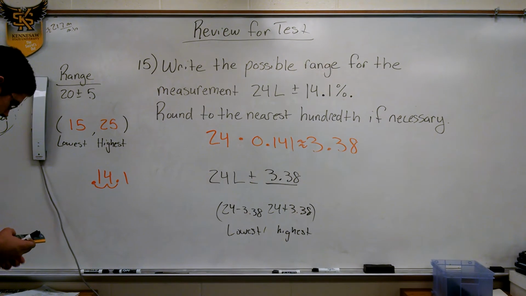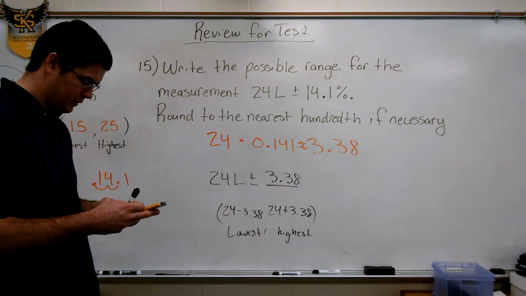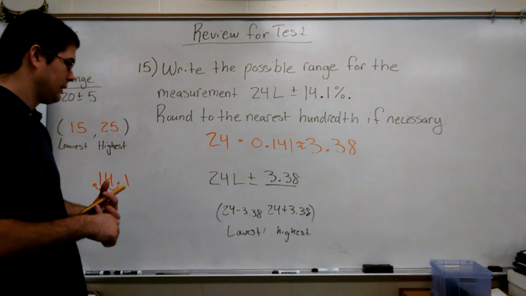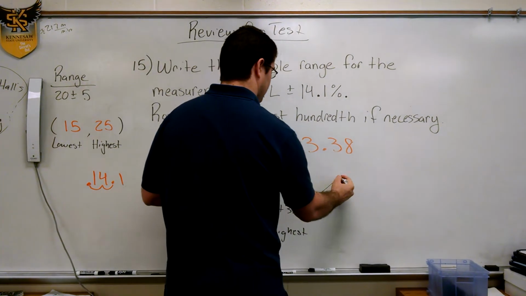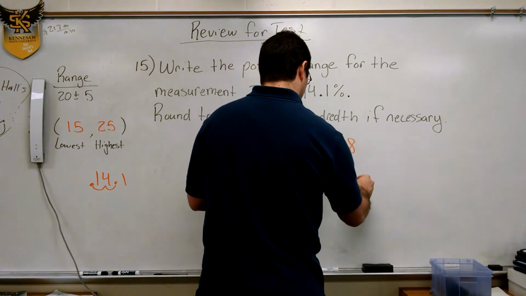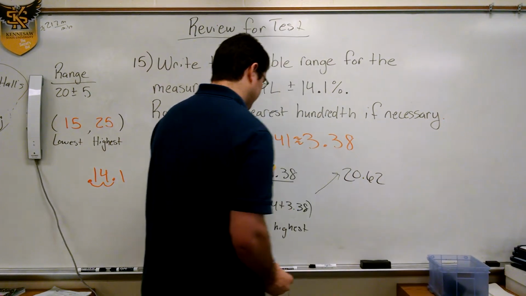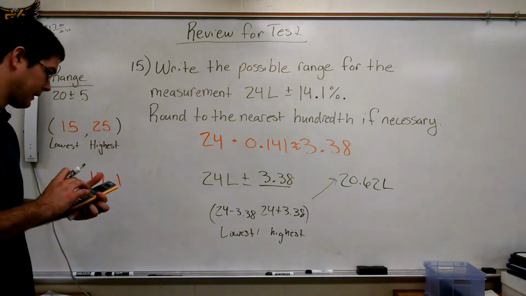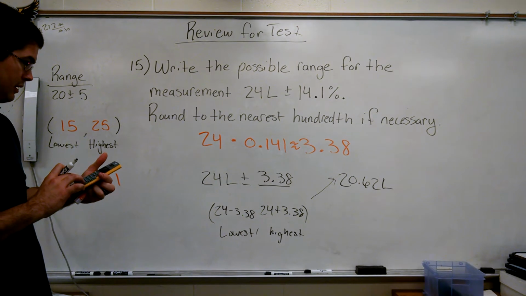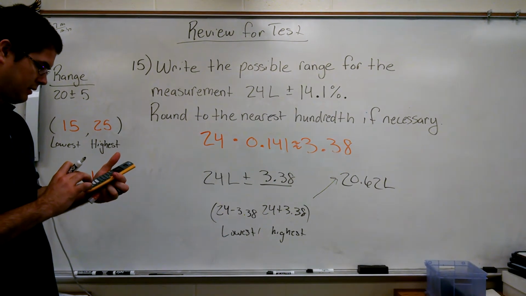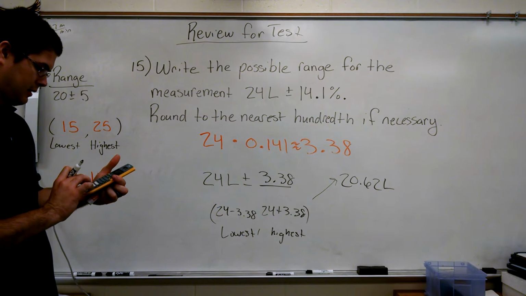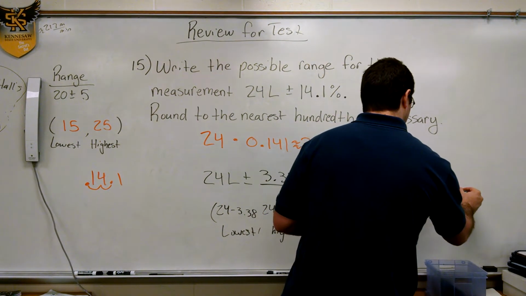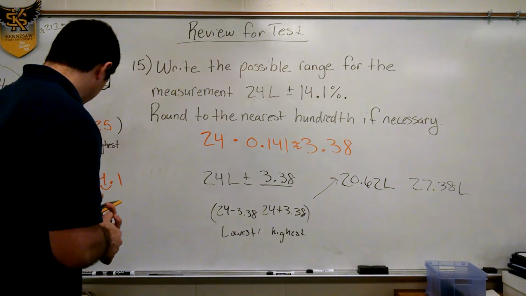All right, so let's do that. 24 minus 3.38 gives me 20.62. I'm going to write this over here. So my lowest is about 20.62, and again, this is liters. And my highest, 24 plus 3.38, is 27.38. If I look on my review, that would be D.